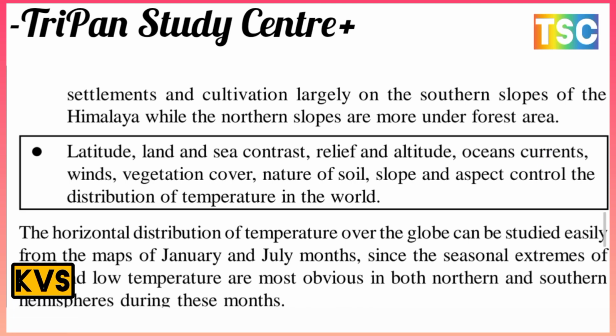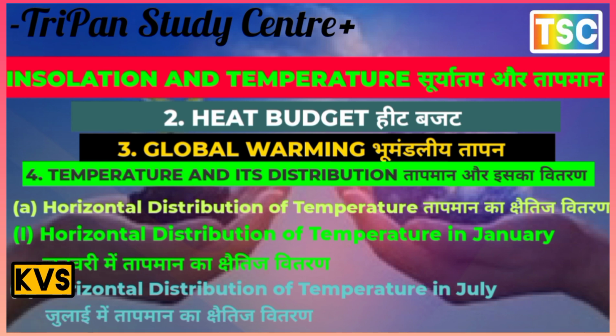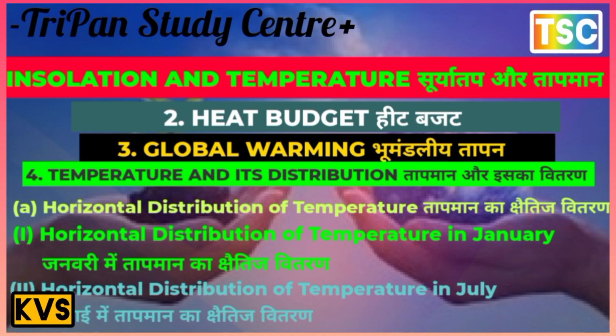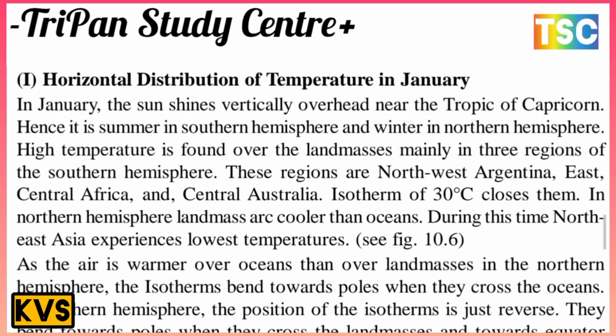The first point here is the horizontal distribution of temperature in January. In January, the sun shines vertically overhead near the Tropic of Capricorn. So it is summer in the southern hemisphere and winter in the northern hemisphere. High temperature is found over the land masses mainly in three regions of the southern hemisphere: northwest Argentina in the east, Central Africa and Central Australia. The isotherm of 30 Celsius is close to them.